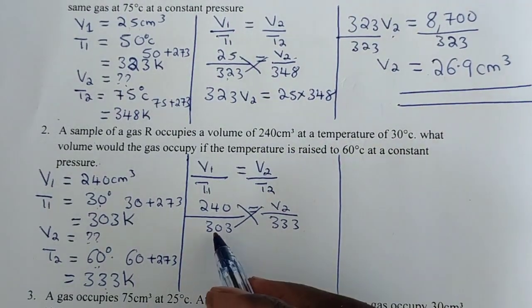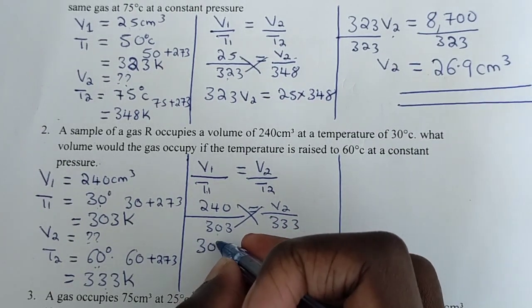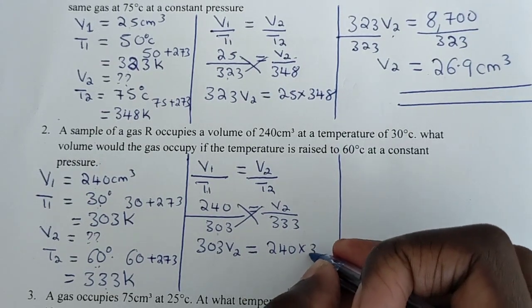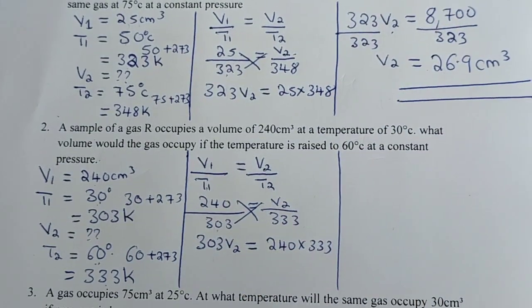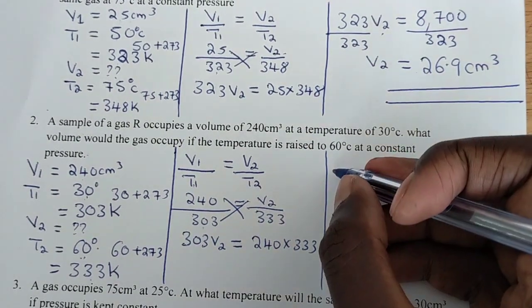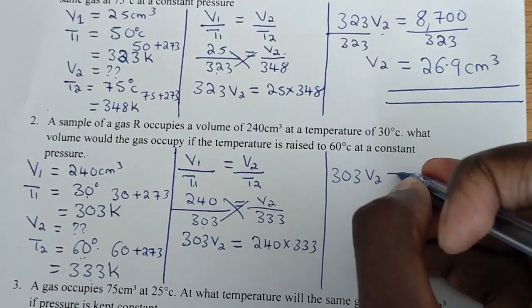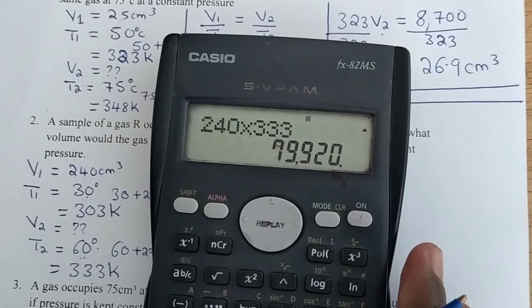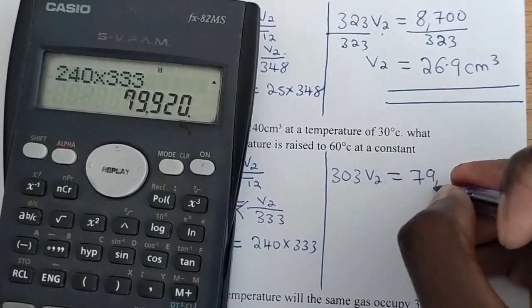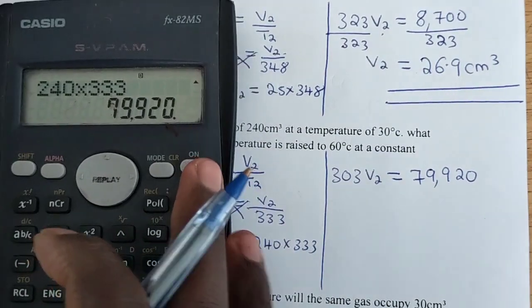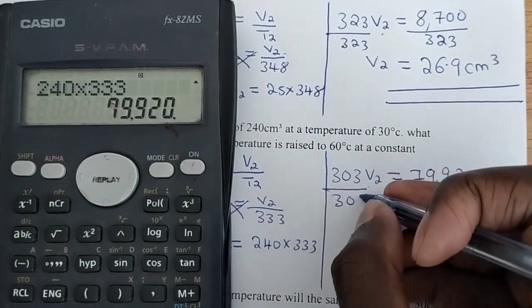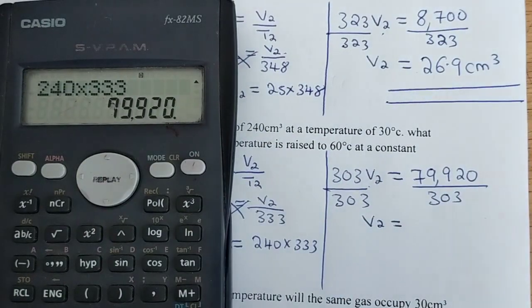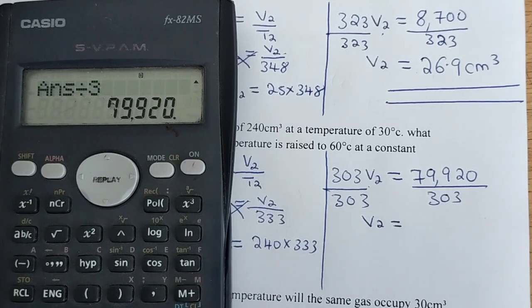From here we cross multiply. 303 times V2. We have 303 V2 equal to what? 240 times 333. So we have 303 V2 equal to 240 times 333, which is 79,920. Can we get V2? We divide with the 303. So V2 is how much? We have 79,920 divided by 303.